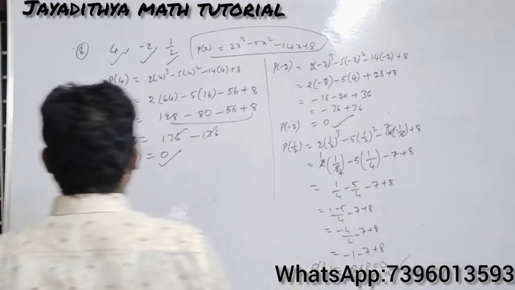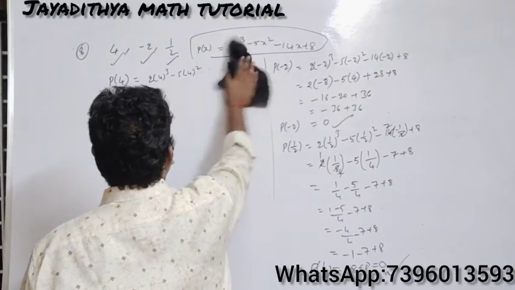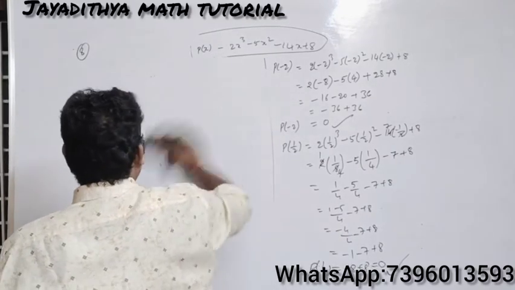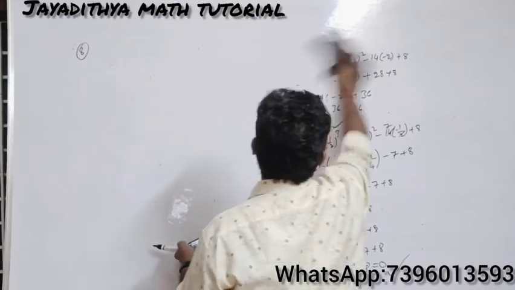Let us go for the next question. In the 8th only you have the second question. Why? Because I told you here you have internal choice. You can attempt any one of both the questions.